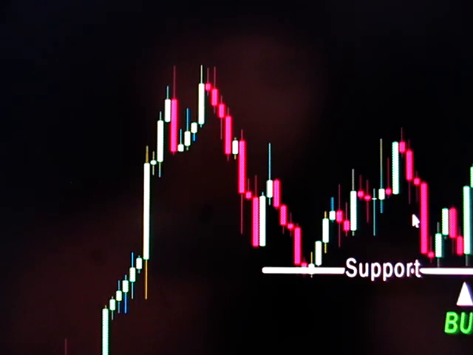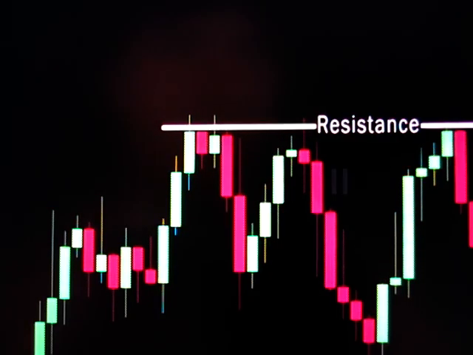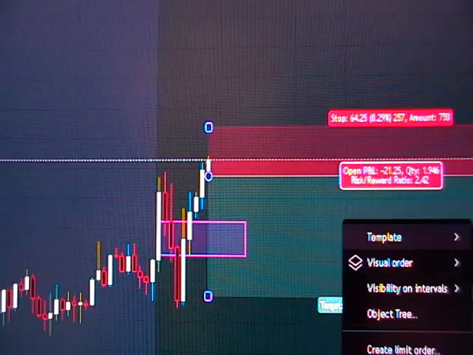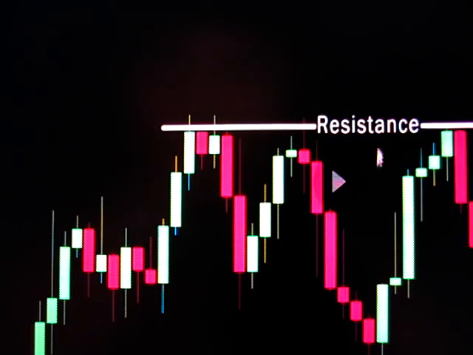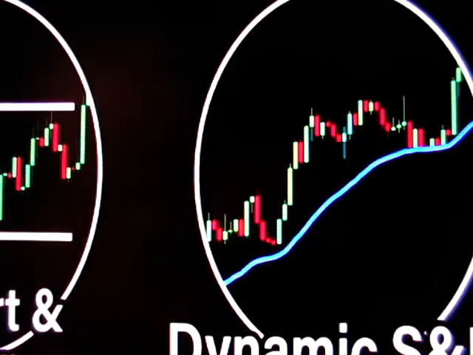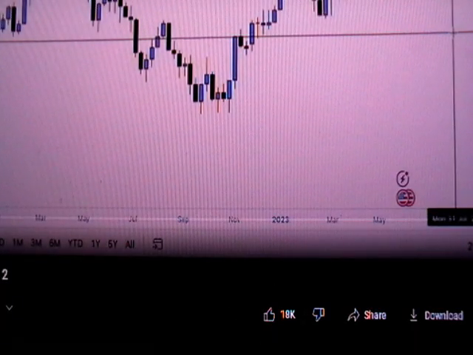Buy position if the price approaches it, and if the level is above the price, it's called resistance. I'll try and understand. Where you can take a sell position if the price approaches it. Dynamic support and resistance. Anyways, yeah, we'll stop with that. Let's go to TGR. What's good?